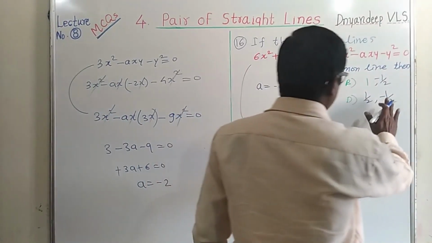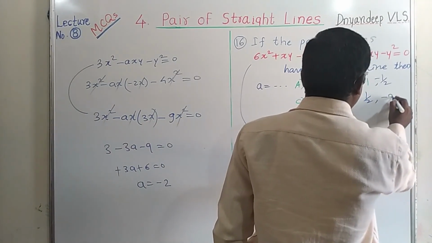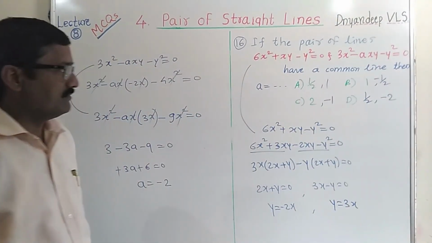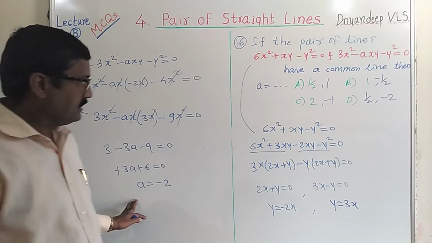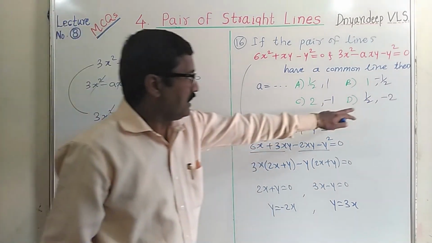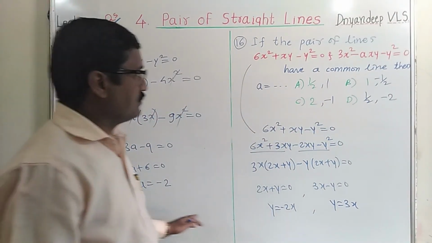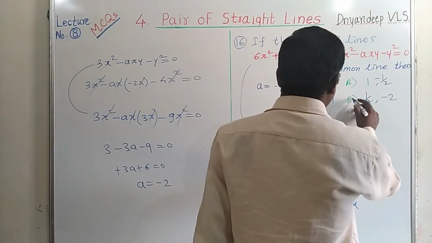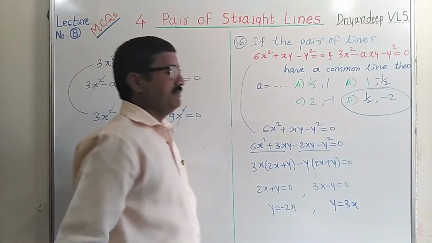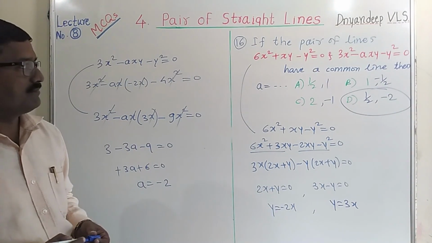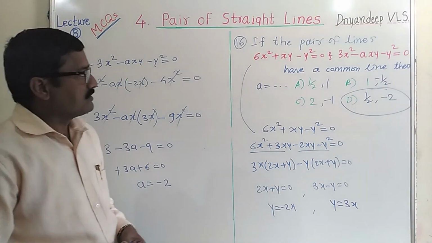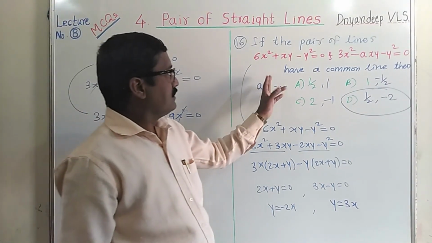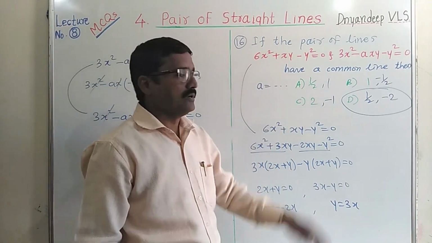So whenever half is given, there will be minus 2. So at that time our answer will be a equal to half and a equal to minus 2. So in that case the answer will be half and minus 2. Okay. So in a question they may ask two values or one value of that unknown a.